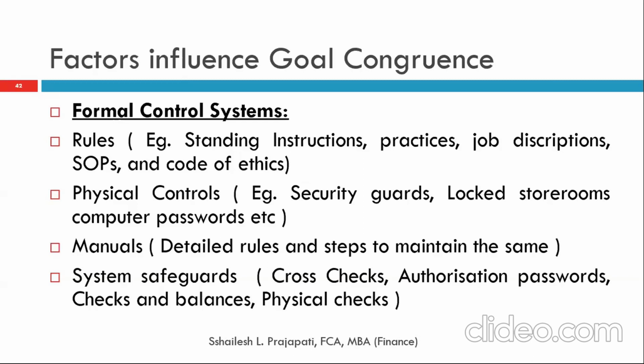The more you try to control physically or by rules, the lesser is the personal interest you may find. Sometimes there is a reverse way also. It is a point of debate, but as of now, theoretically, this is what we can understand. Manuals, detailed rules and steps to maintain the same. Then we have system safeguards, cross checks, authorization, passwords, etc. There also you will have checks and balances, physical checks. This also will affect goal congruence.